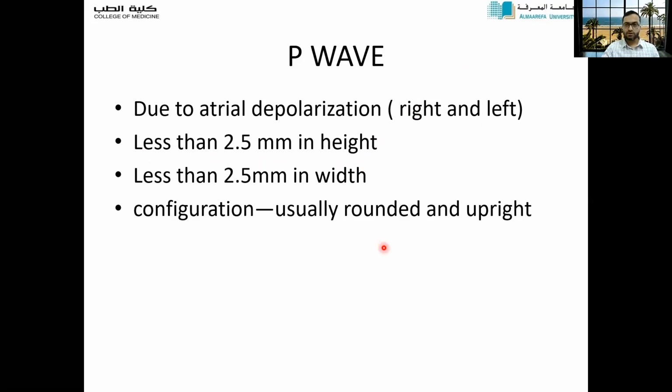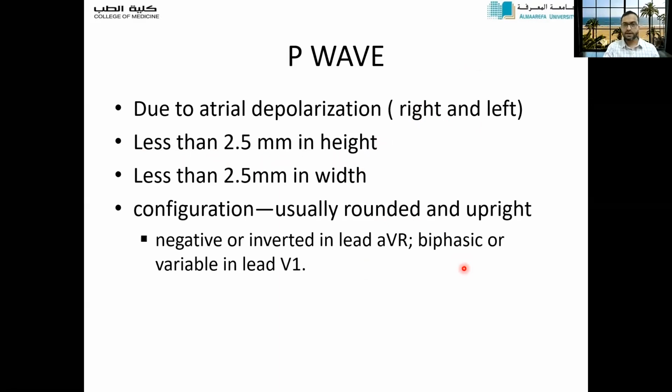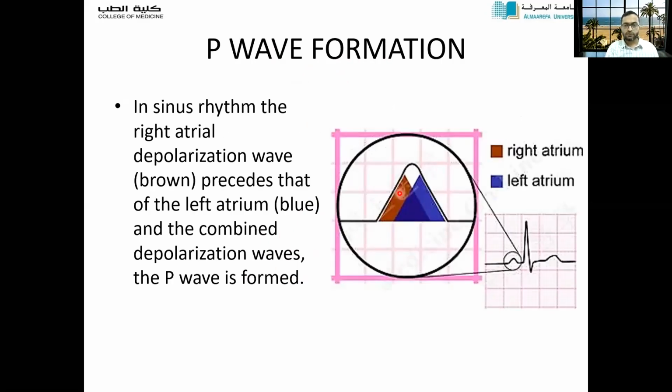Usually it is round in shape, upward, positive, round, upright, except it is negative in AVR. Always remember, AVR has all negative components because of the position of the lead which we put on the right arm, and the electrical activity is going in the opposite direction. So all the waves are negative in AVR. And in V1, you will sometimes find a biphasic P wave. If you dissect out the P wave, as I said, the P wave is because of both the right and the left atrium.